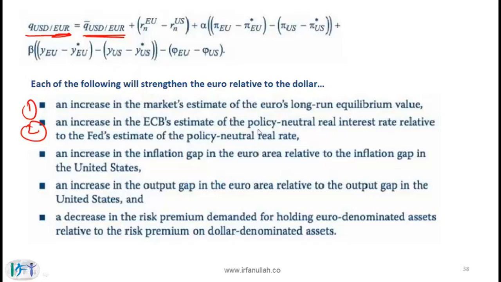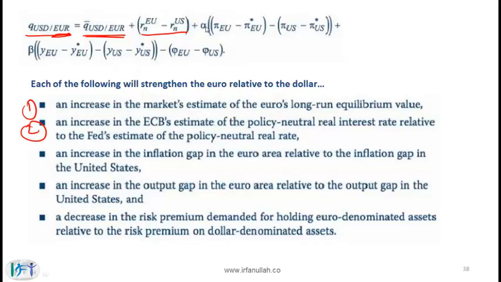So this is the ECB's estimate of the policy neutral real interest rate relative to the Fed's estimate of the policy neutral real rate. Remember from our previous slide, Rn is the policy neutral real interest rate. So this differential is the differential being referred to in the bullet over here. If this differential increases, then that causes the real exchange rate to go up.